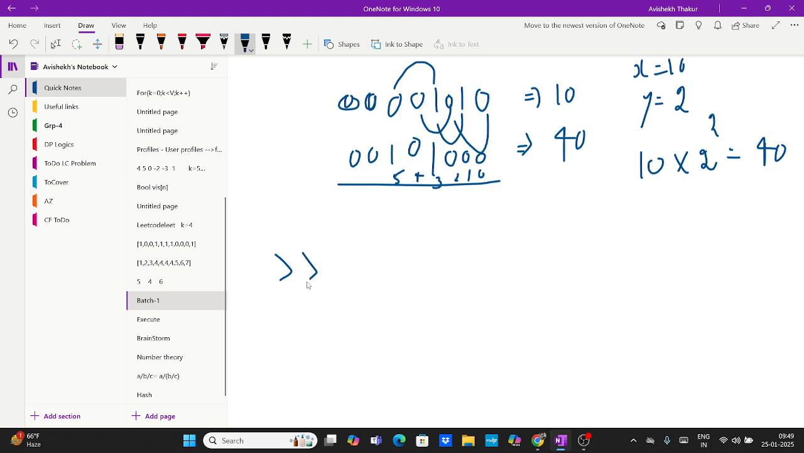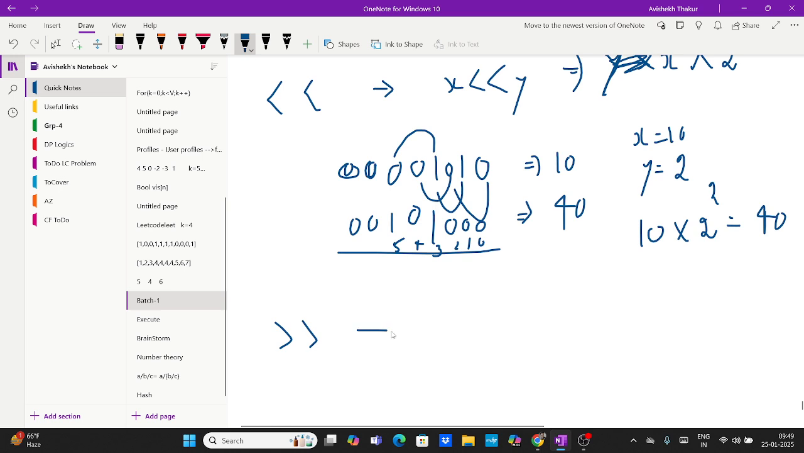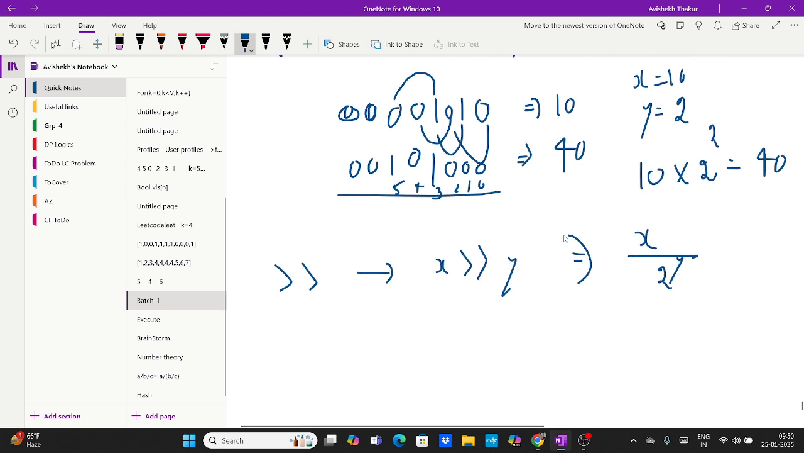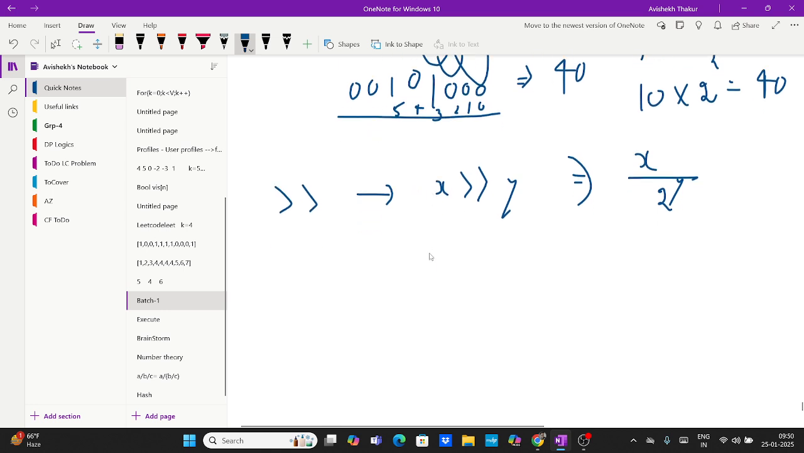Next we have right shift. What will be the formula? X by 2 power y. Right. So we have x by 2 power y. Now again, let's take the same example. Let's say we have 0 0 1 0 1 0. So we are trying to shift each of the bits to the right by 2. If you put it in the formula, it is 10 by 2 square.